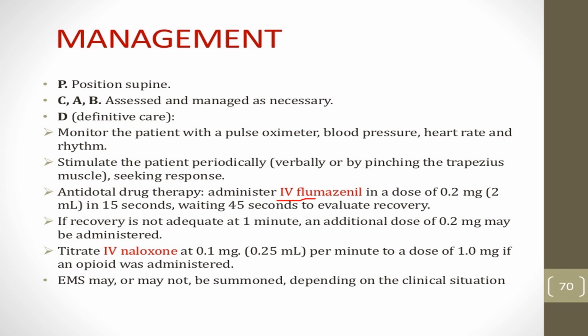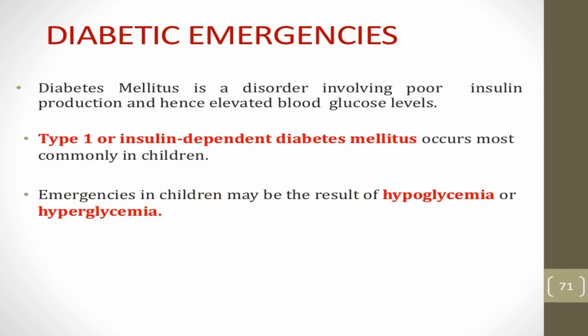Antidotal drug therapy. Administer flumazenil in a dose of 0.2 mg, 2 ml, over 15 seconds, waiting 45 seconds to evaluate recovery. If recovery is not adequate at 1 minute, an additional dose of 0.2 mg may be administered. Titrate naloxone at 0.1 mg, 0.25 ml, per minute to a dose of 1 mg if an opioid was administered. EMS may, or may not, be summoned, depending on the clinical situation.